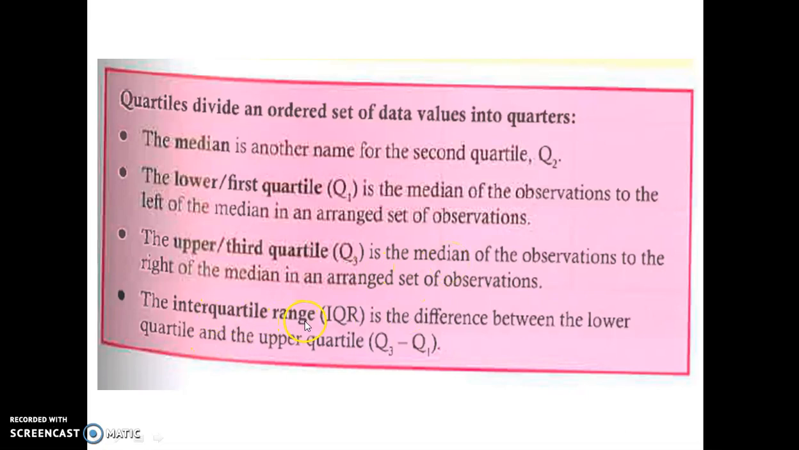The interquartile range is like the range of all the data, but instead of looking from the lowest to the highest and finding the range, we look just from Q1 to Q3. So how spread out is the data between Q3 and Q1? And you find that by doing Q3 minus Q1.